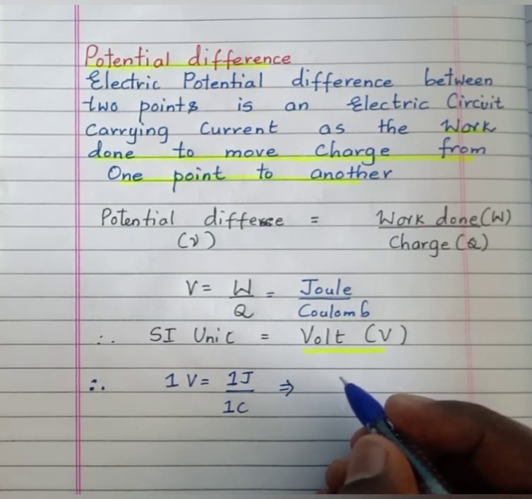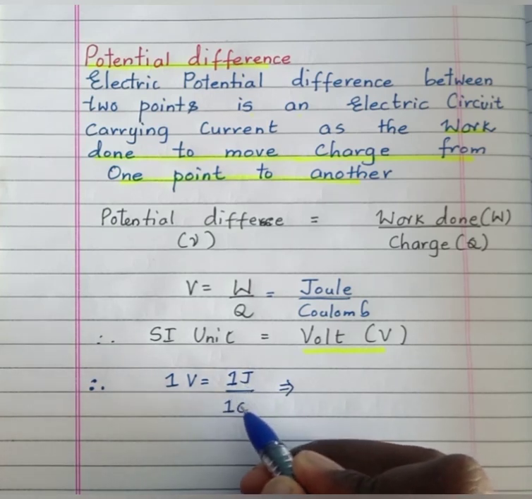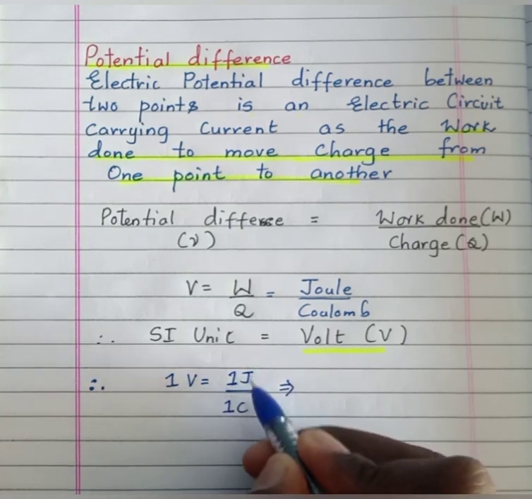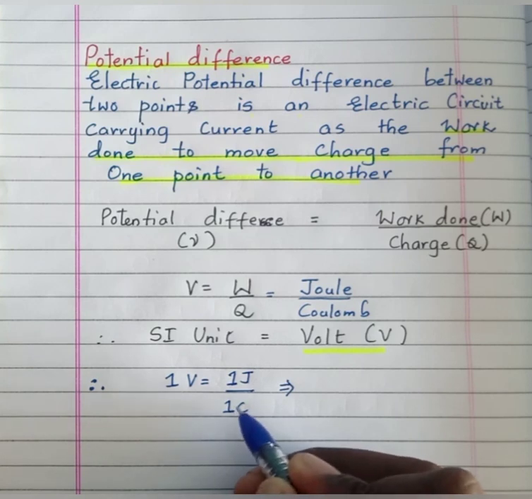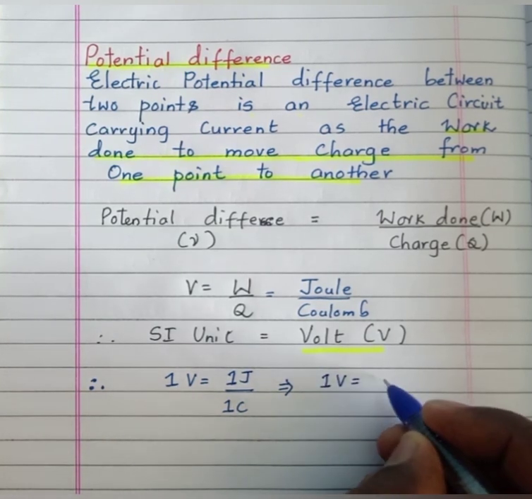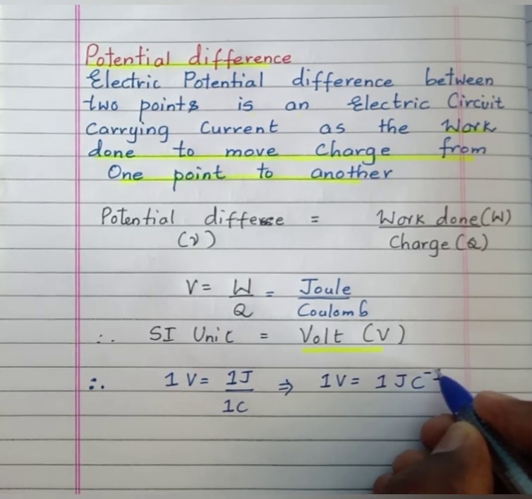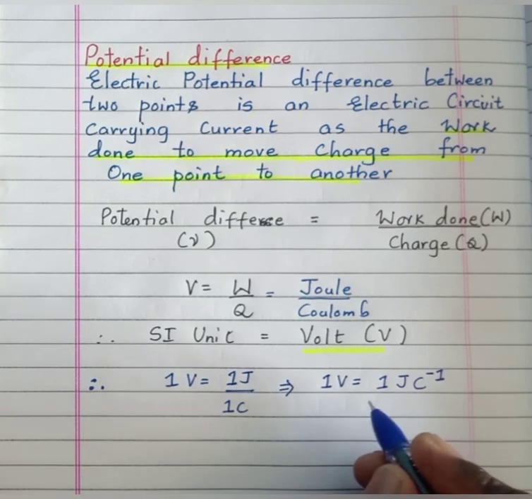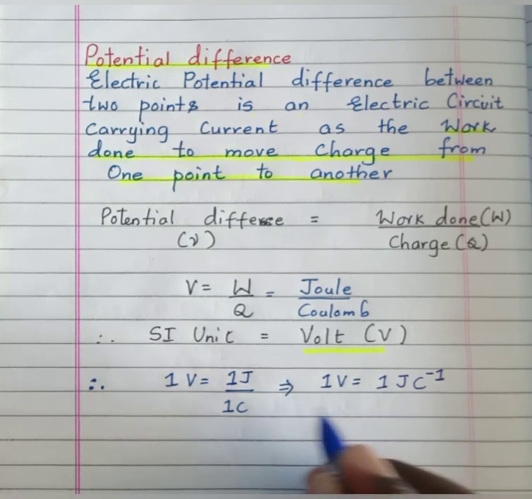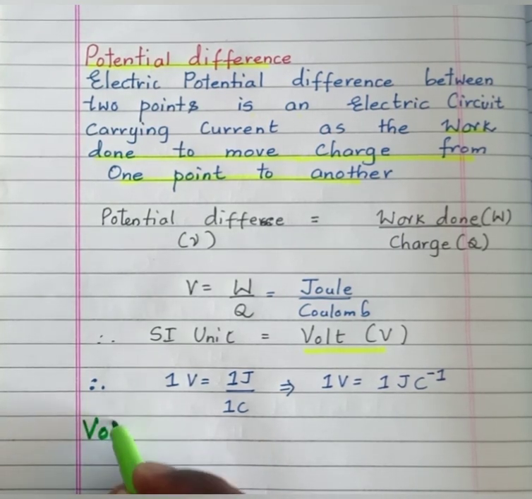It is the amount of work done moving a charge. That is, 1 volt is defined as moving a unit charge by doing 1 joule of work. 1 volt equals 1 joule per coulomb. One volt equals 1 joule by 1 coulomb.